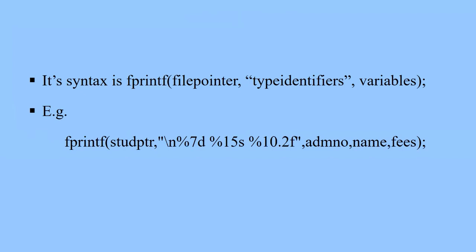Then the rest of the part is for formatting the output, where admission number, which is an integer, is formatted to 7 spaces. Name is formatted to 15 spaces, and the fees is formatted to 10 spaces, two of them being reserved for the fractional part.